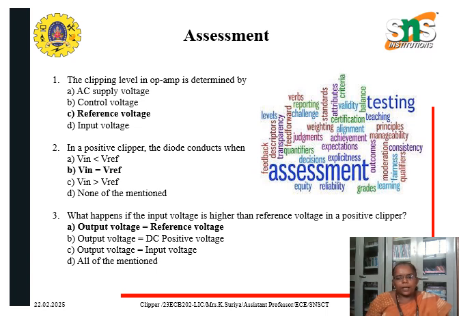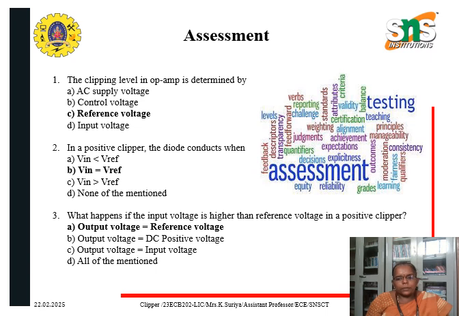Let us take up some assessment questions. The clipping level in an op-amp is determined by: AC supply voltage, control voltage, reference voltage, or input voltage. Yes, the answer is reference voltage. The reference voltage always determines the clipping level.